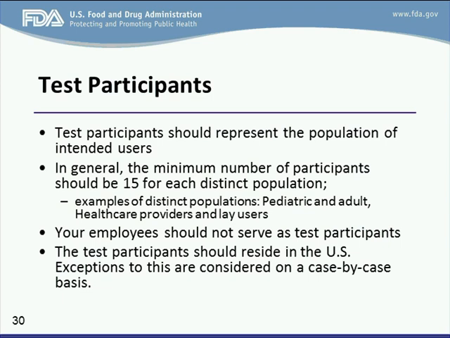To avoid the bias introduced in the testing, your employees and partners should not be served as the test participants as a general rule. And then the test participants should be U.S. residents. We saw some exceptions in the past, and then the exceptions to this rule should be considered on a case-by-case basis.